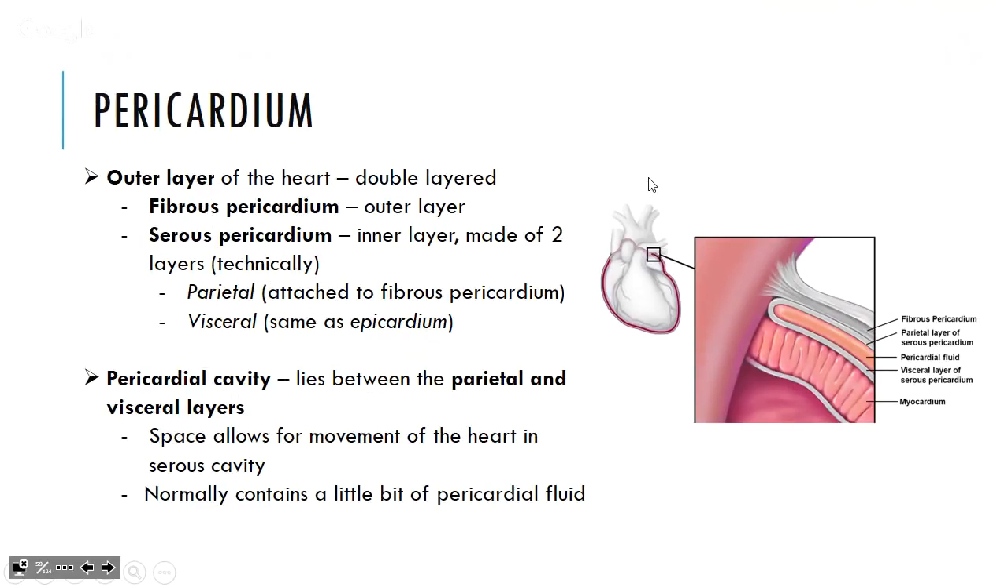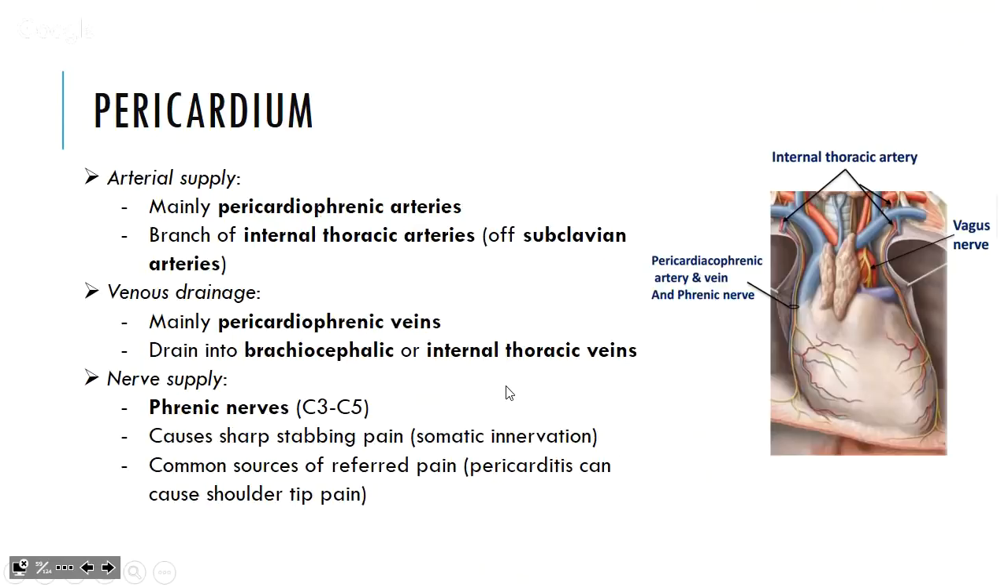Okay, so going through the pericardium now. So this is the layer surrounding the heart. So the outer layer is the fibrous pericardium. And then the next layer is the serous pericardium. I don't think it's too important. I think just know that the serous pericardium is divided into parietal and visceral. Parietal is somatic innervation. Visceral is visceral innervation. So when you get pain with pericarditis, it's because of the parietal layer of the serous pericardium. And then in between these two layers, you've got a little space and there's a bit of fluid in there, which allows for movement of the heart.